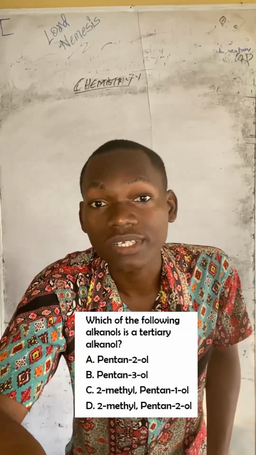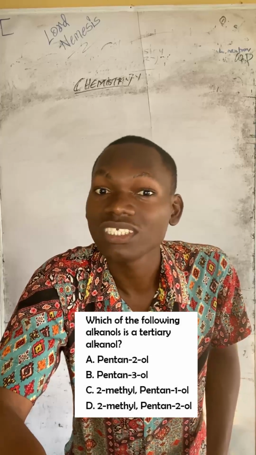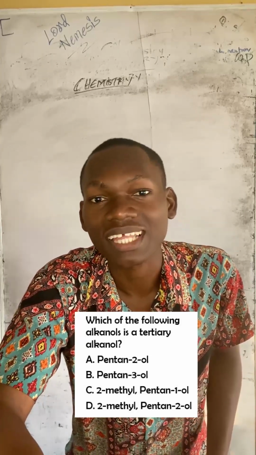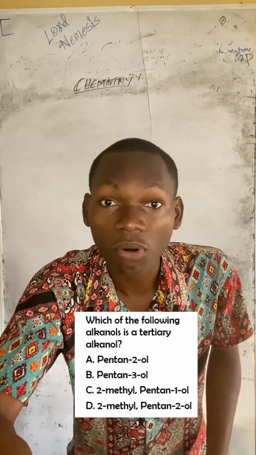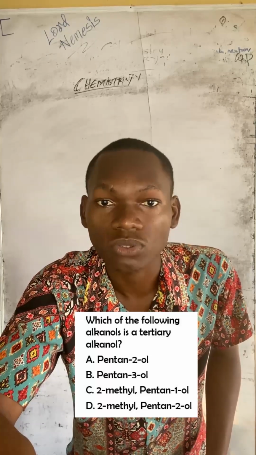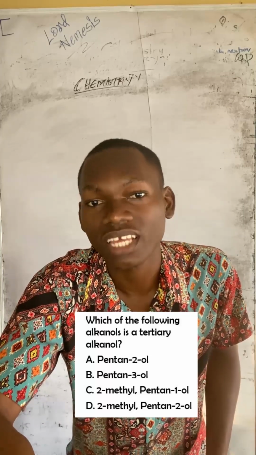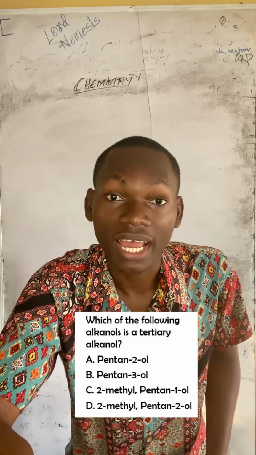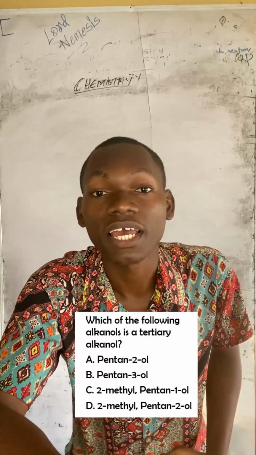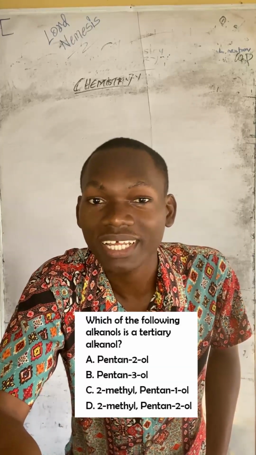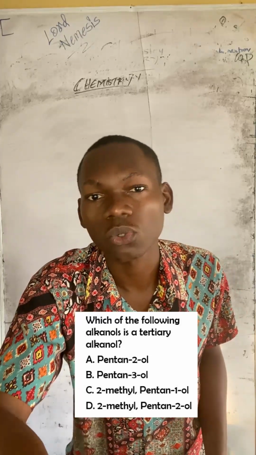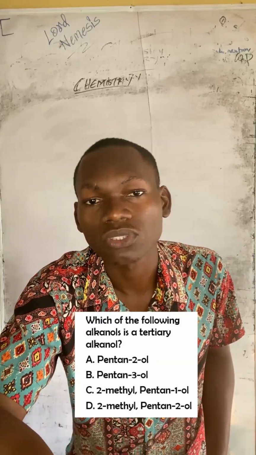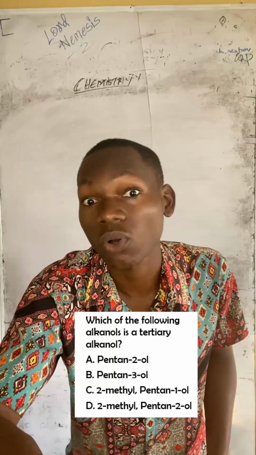A tertiary alcohol is simply an alcohol in which the functional group, the OH group, is attached to a carbon that is directly bonded to 3 other carbons. We call that type of alcohol a tertiary alcohol. While a secondary alcohol is an alcohol that has the OH group bonded to a carbon that is directly bonded to only 2 other carbons. It is called a secondary alcohol.